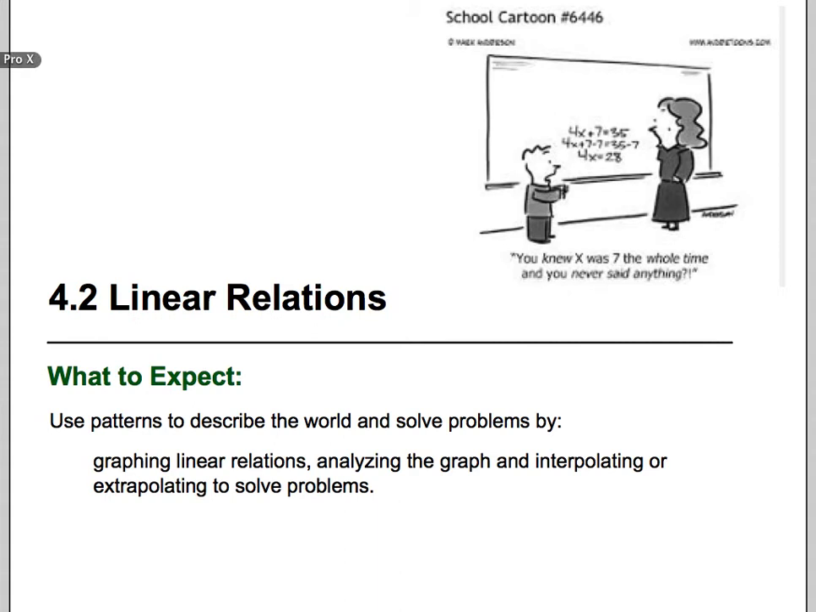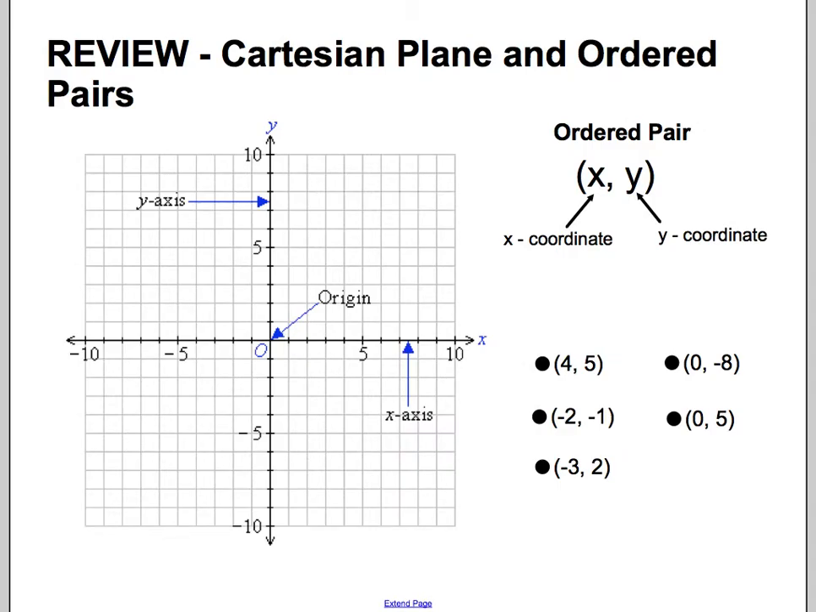Okay, so this is 4.2 linear relations, and after the lesson you should be able to graph linear relations both from an equation, from a table of values, or just given a contextual problem. Before we can start, I should say that this lesson is really long, so I'll probably have this in 3 or 4 parts.